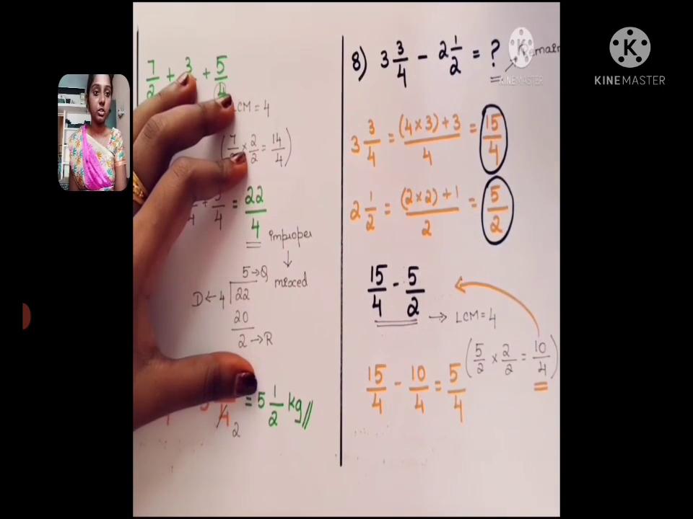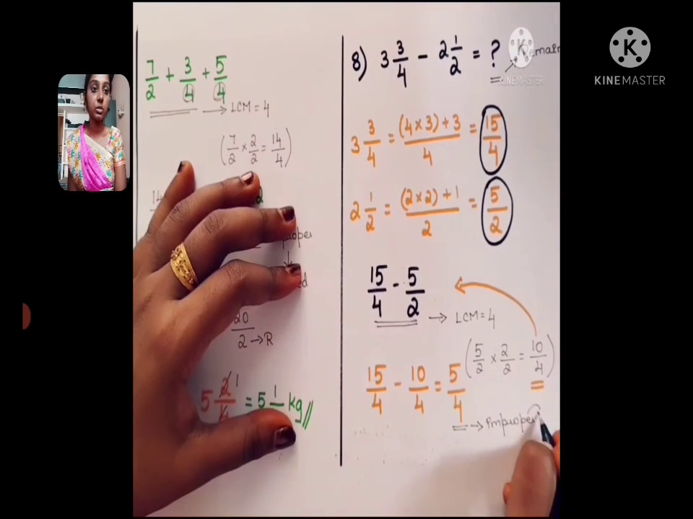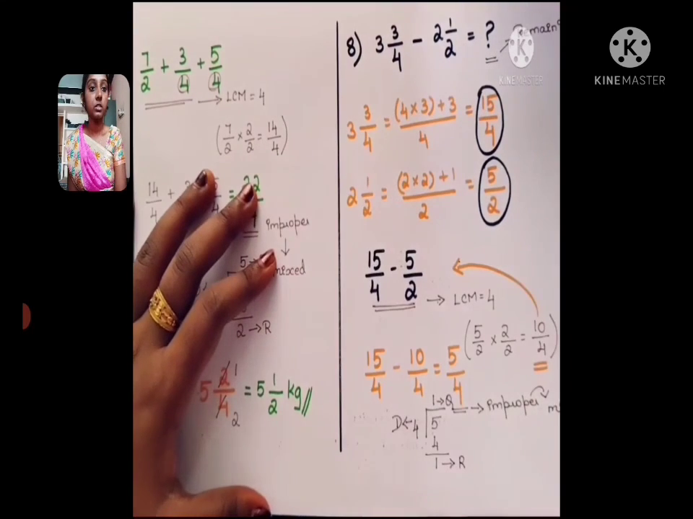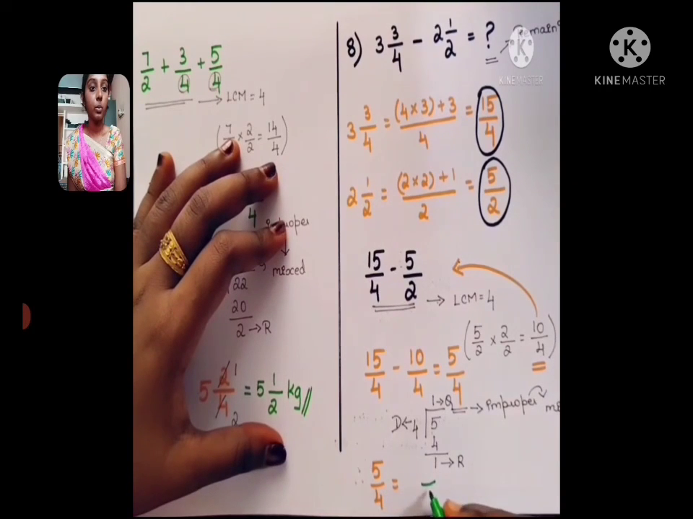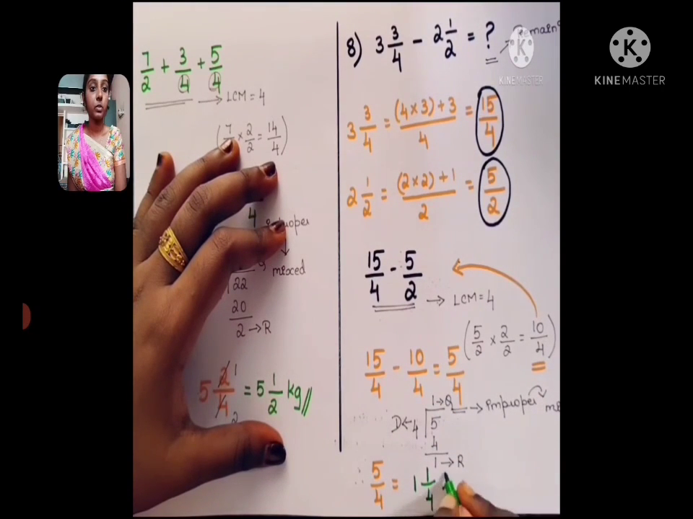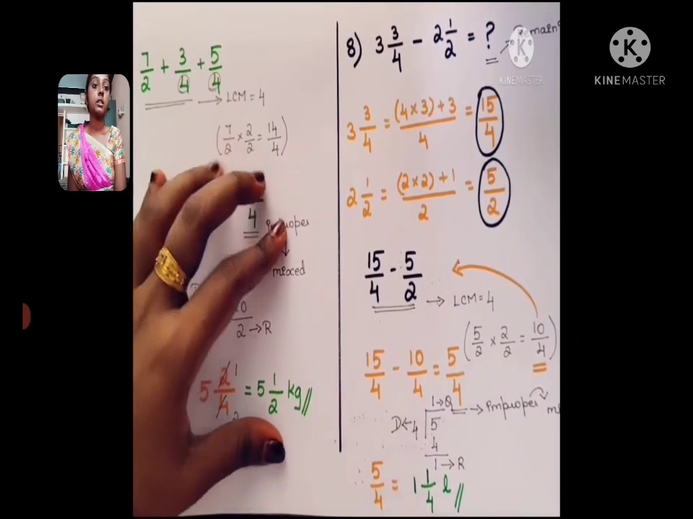This is an improper fraction. Let us now convert this improper fraction into a mixed fraction by performing division. Dividing 5 by 4, we will get the quotient as 1, the remainder as 1, and the divisor is 4. Arranging this in the form of a mixed fraction, we get 1 1 by 4. This is the amount of oil left in the tin, that is 1 1 by 4 liter.